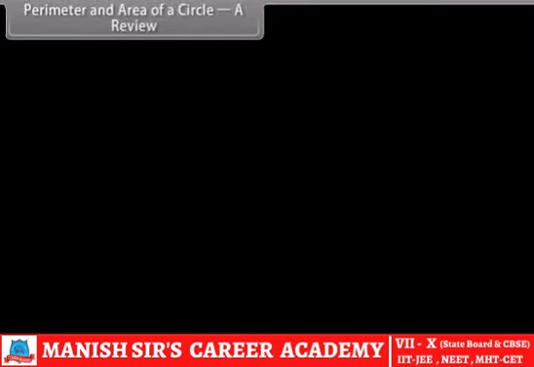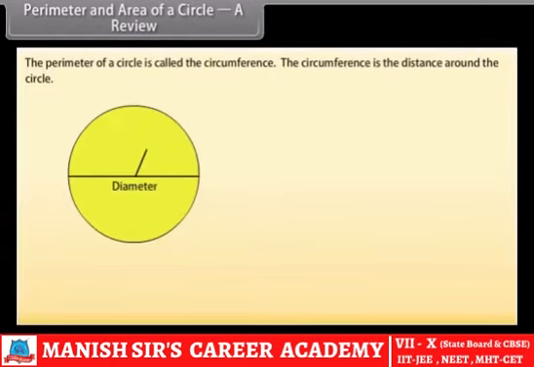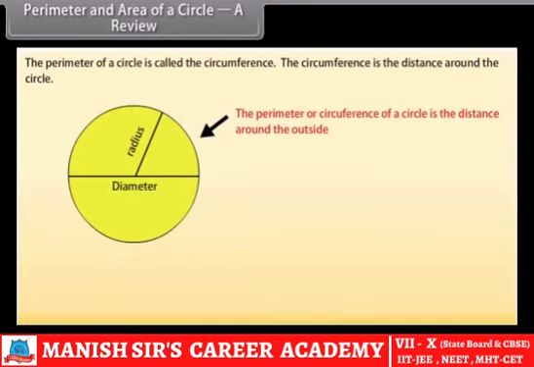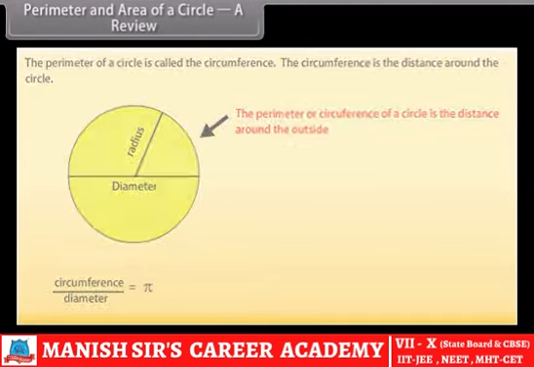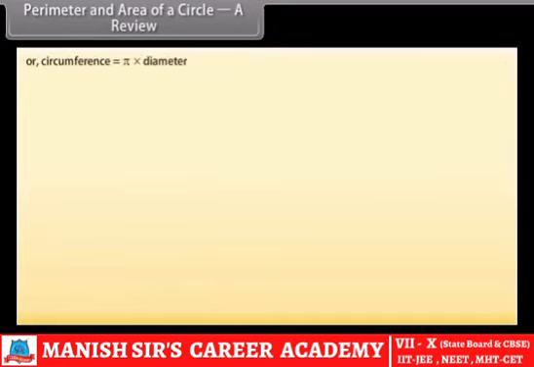perimeter and area of a circle. A review. The perimeter of a circle is called the circumference. The circumference is the distance around the circle. The ratio of circumference with its diameter is constant. The constant ratio is denoted by pi, so circumference is equal to pi into diameter, which is equal to pi into 2r, where r is the radius of the circle, which equals 2 pi r.